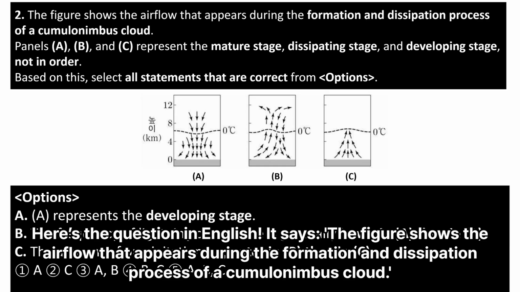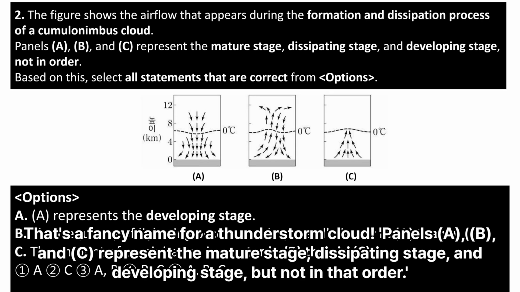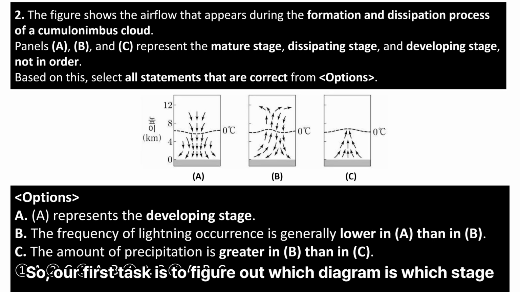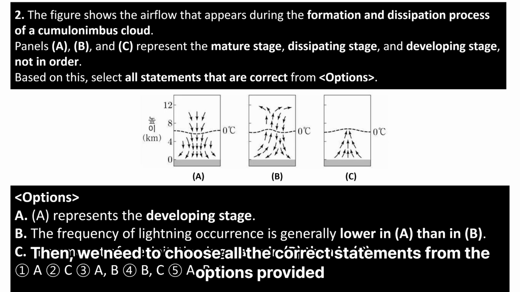It says, the figure shows the airflow that appears during the formation and dissipation process of a cumulonimbus cloud. That's a fancy name for a thunderstorm cloud. Panels A, B, and C represent the mature stage, dissipating stage, and developing stage, but not in that order. So, our first task is to figure out which diagram is which stage. Then, we need to choose all the correct statements from the options provided.